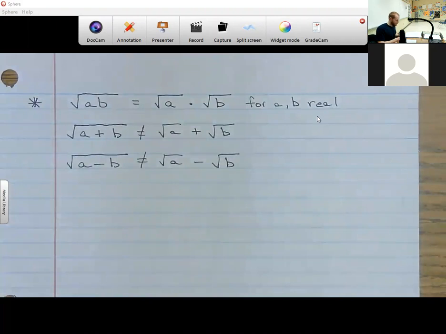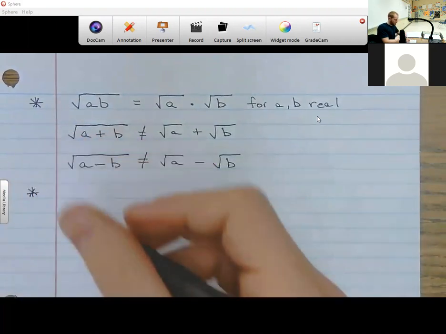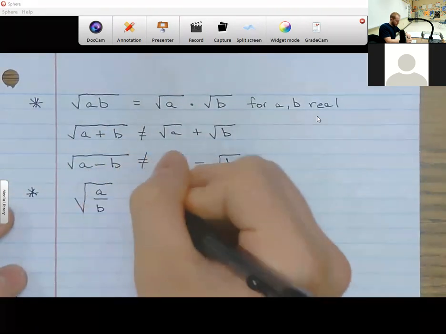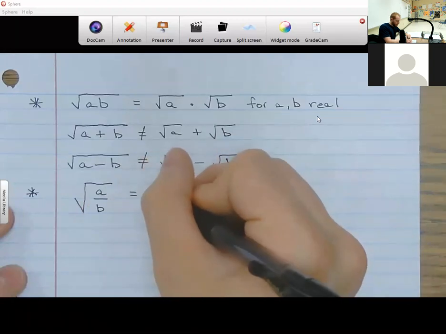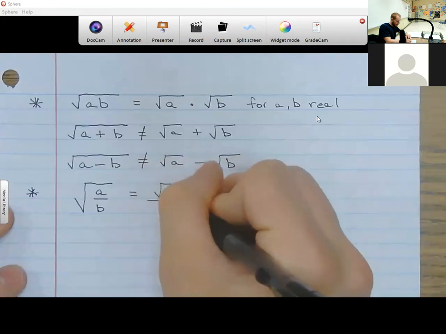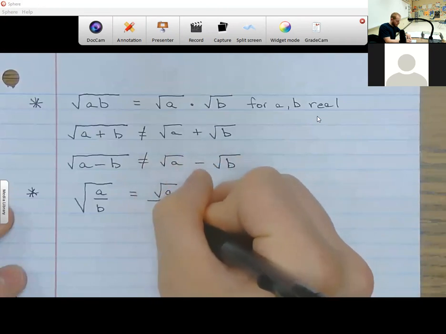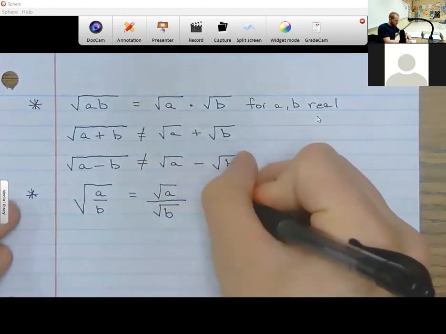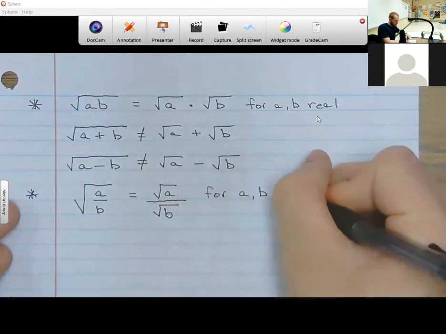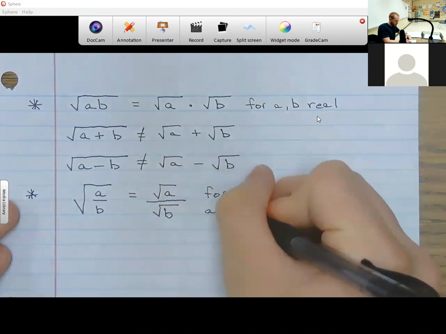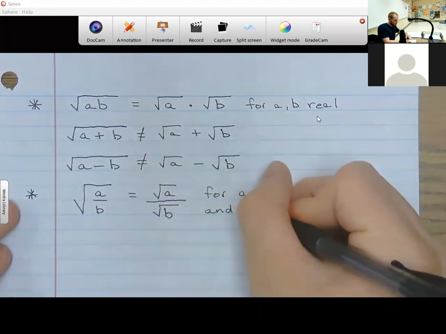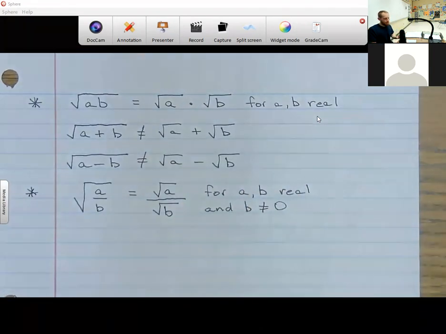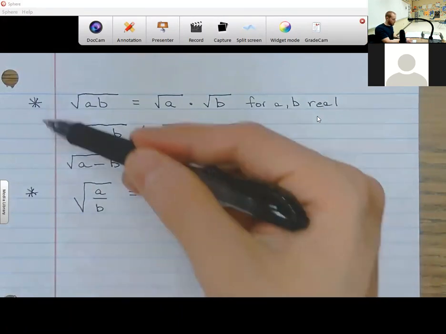Let me show you the division formula. We're going to take the square root of a fraction, a over b. Now I can do this. I can break this up into square root of a divided by the square root of b. Okay, I can do that, for a and b real, and b cannot be equal to 0, because then you'd be dividing by 0, right? So we can't let b be 0. But other than that, these 2 formulas work.